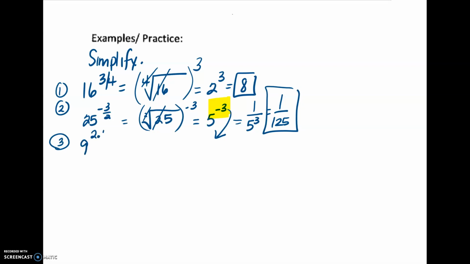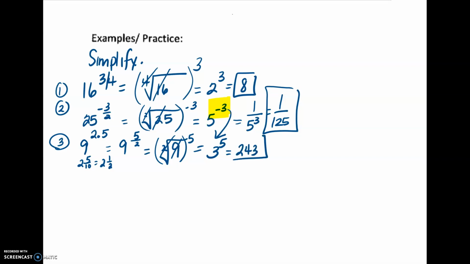9 to the 2 5/10 power. Now it's a decimal, 2.5 power. Okay, so 2.5 is equivalent to 9 to the 5/2 power. Why? Because 2 5/10 becomes 2 1/2, and when I turn that into an improper fraction, that's 2 times 2 is 4 plus 1 is 5. Okay, now I'm going to take it out of exponential form and put it in radical form. 9 is the base. Again, it's the square root, and it's to the 5th power. The square root of 9 is a perfect square. It's 3. 3 to the 5th power means 3 times 3 times 3 times 3 times 3, which is 243.